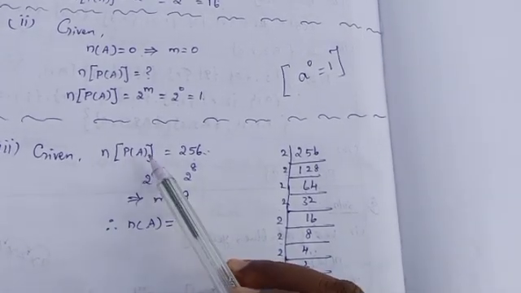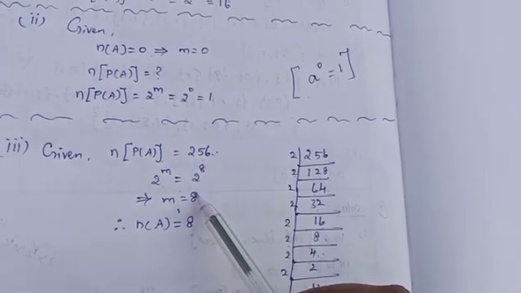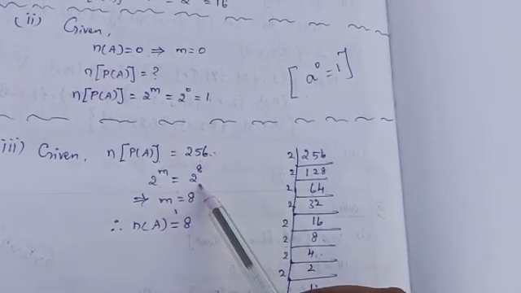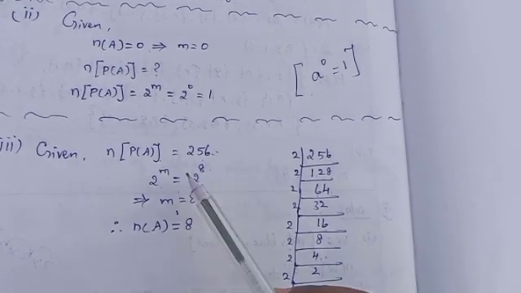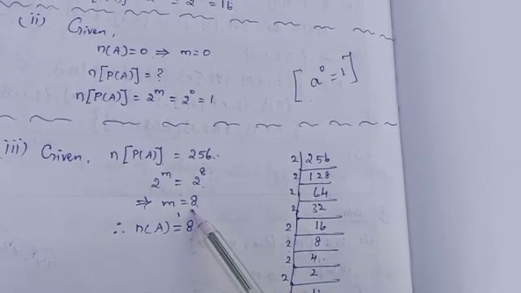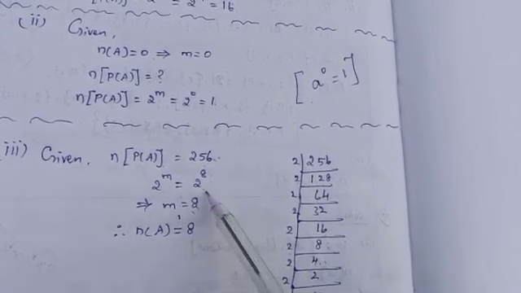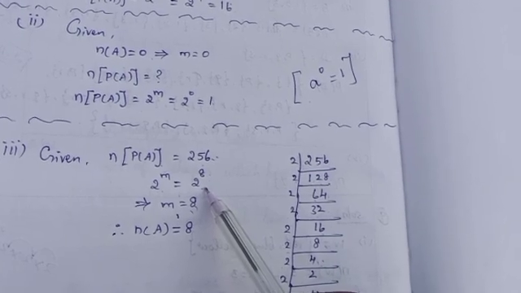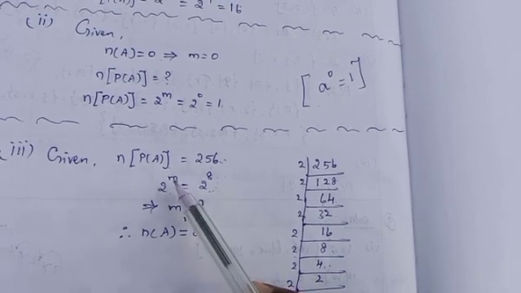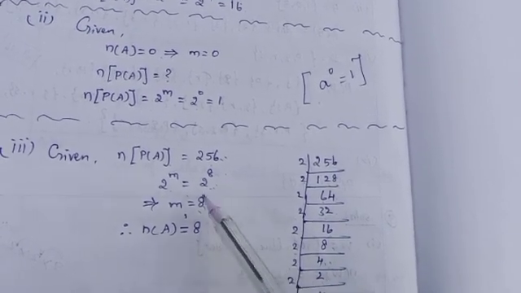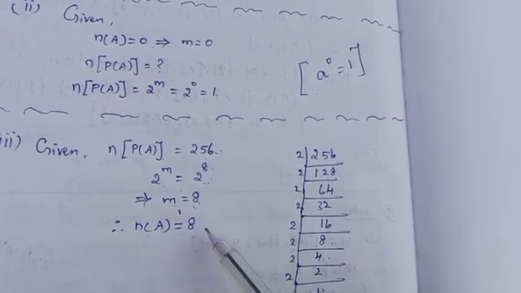So this n of P of A is called 2 power m. That is equal to 2 power 8. The bases are same, so this implies the powers are also equal. Okay. So this is an exponents rule, a power rule. In laws of exponents you have learned about it. Yes. The bases are equal, so we have to take the powers also equal. So 2 and 2, you have to take m is equal to 8. m, what is the meaning of m? n of A. n of A is equal to 8.